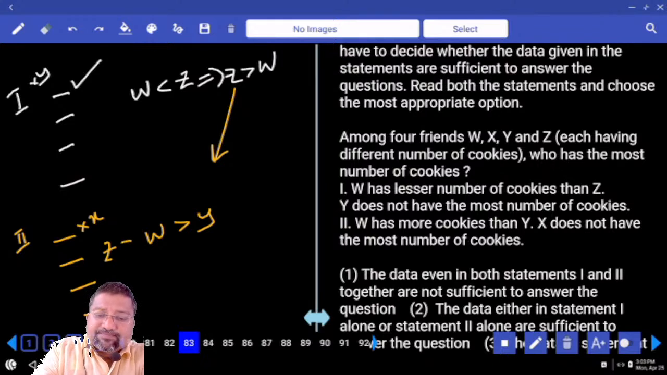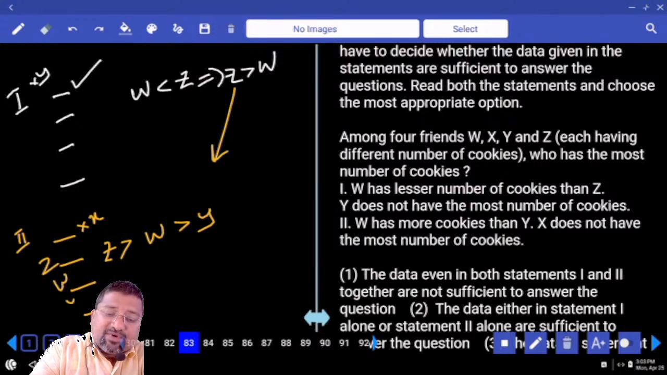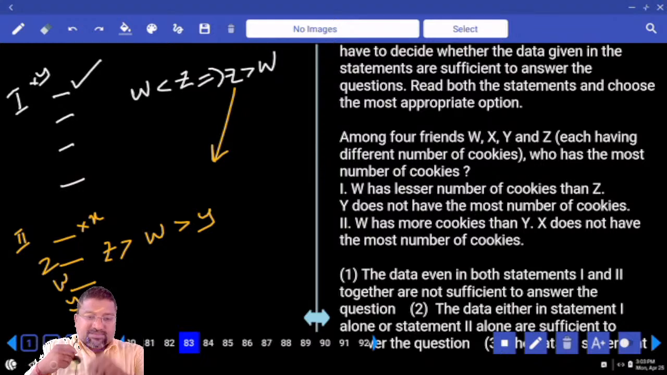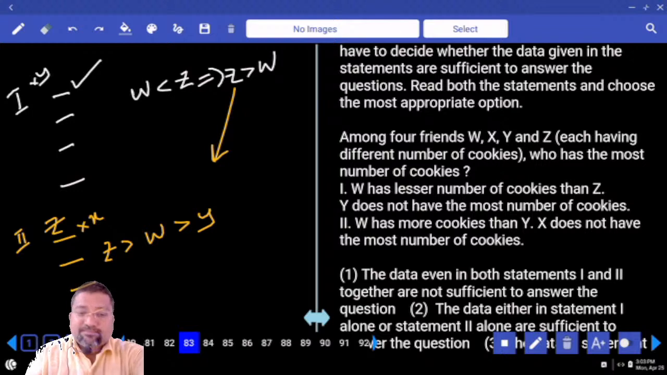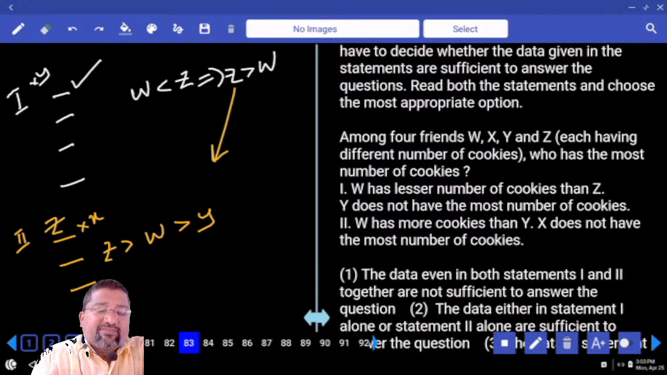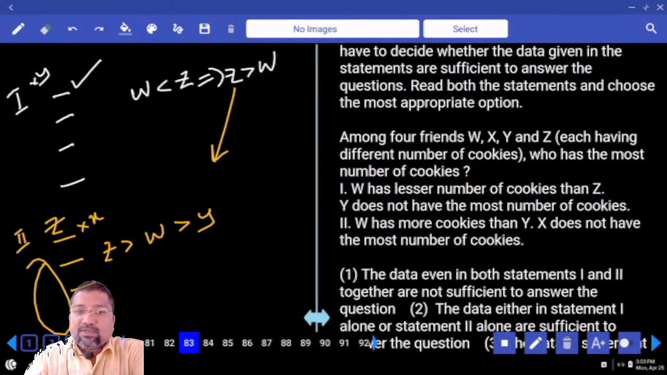Z is... If I put Z, W, Y here, the first position is not for X. So obviously Z, W, Y and X, but we don't know where X is, we don't know where W is. The first position is definitely Z. Remaining 3 positions we don't know. So what's the answer? Who has the most number of cookies? Who is having the most number of cookies?